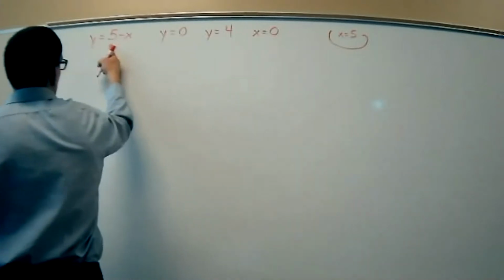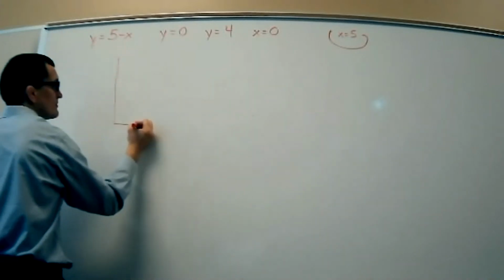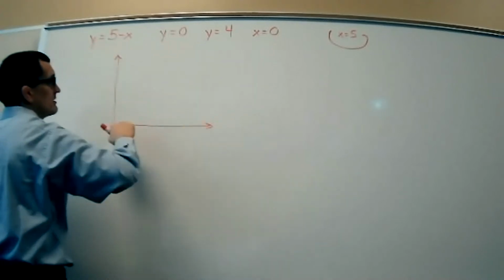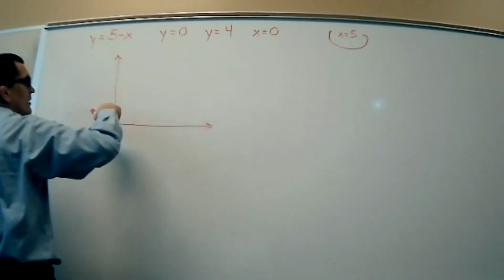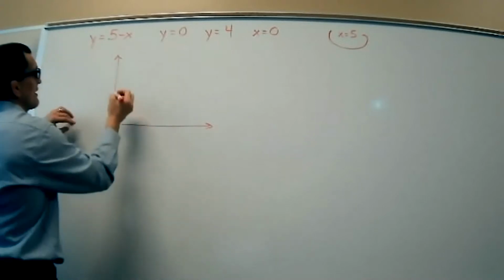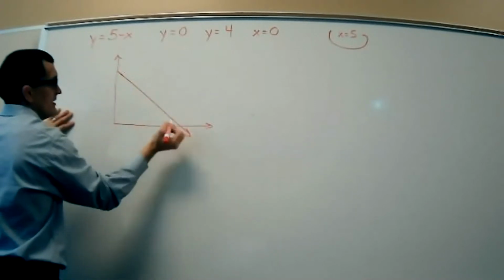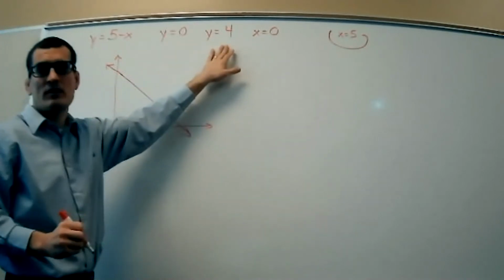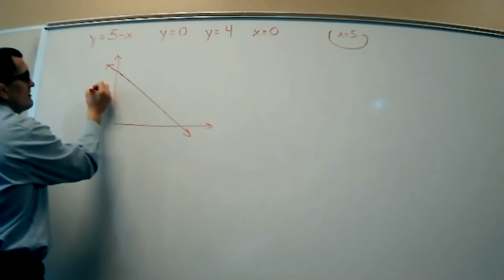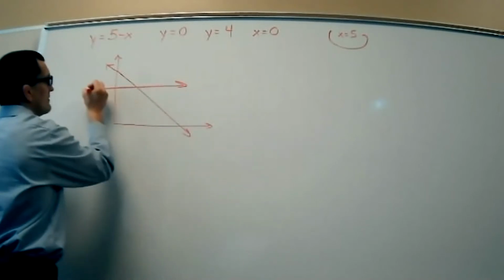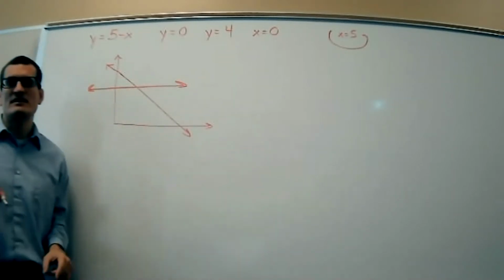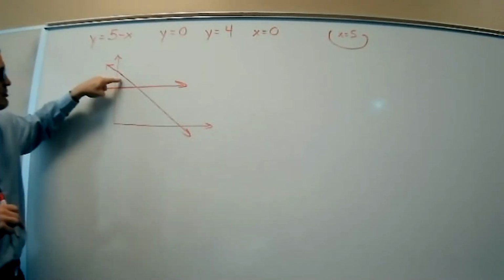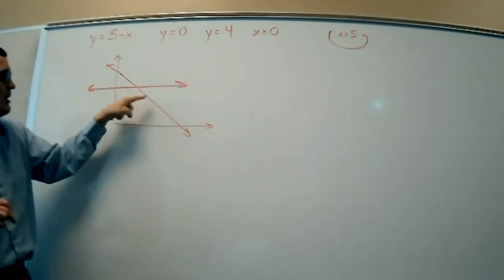Okay? Y equals 5 minus x. Y equals 0. Y equals 0 is the x-axis. X equals 0 is the y-axis. 5 minus x is a line that does that. Y equals 4 is a horizontal line that does that. Now, you'll notice that this created 2 bounded regions. The 2 bounded regions that we created, we have a triangle and this quadrilateral.